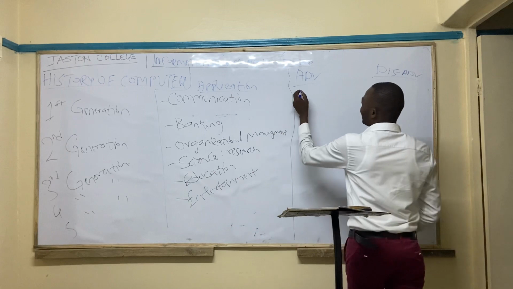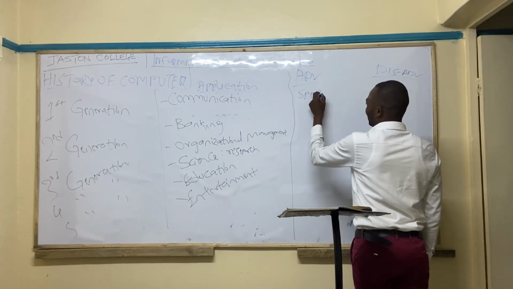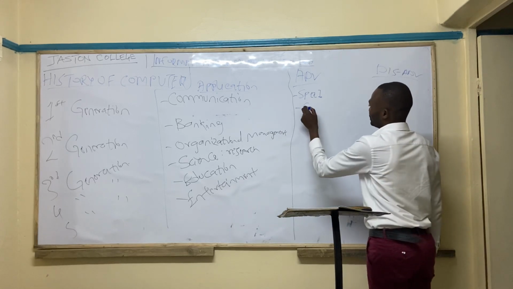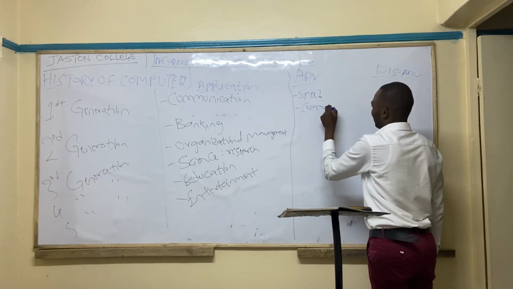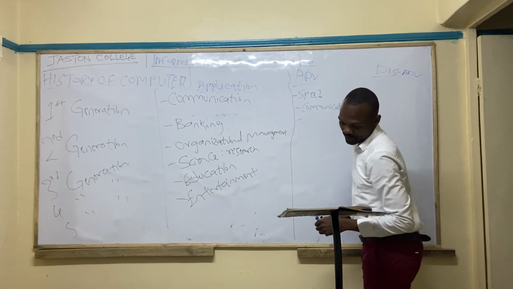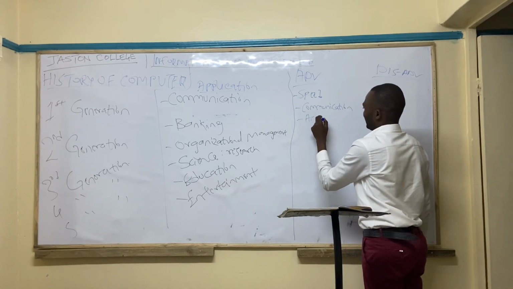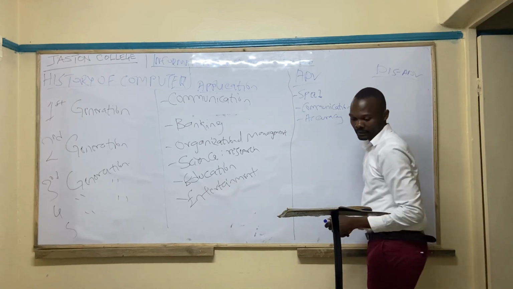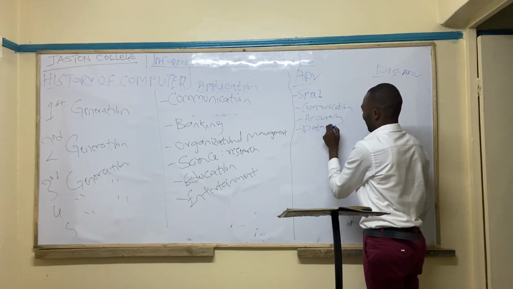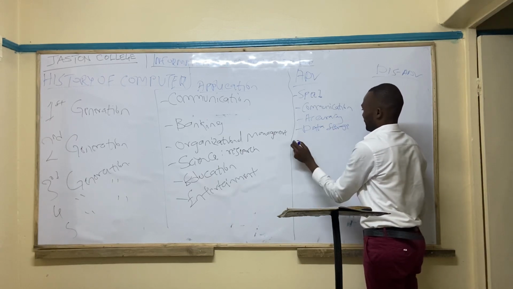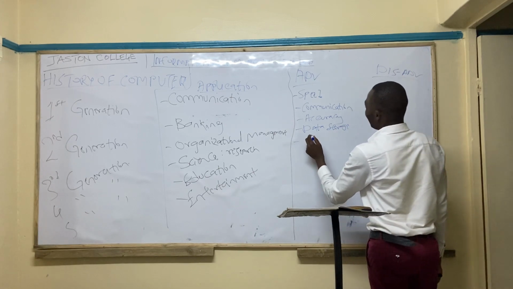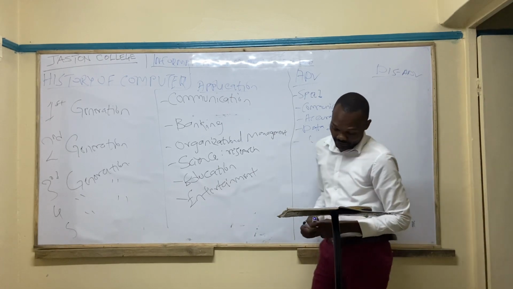So the speed. Then what else did we say? Communication. Then we have accuracy. Then there's data storage, among others. So what are the disadvantages?